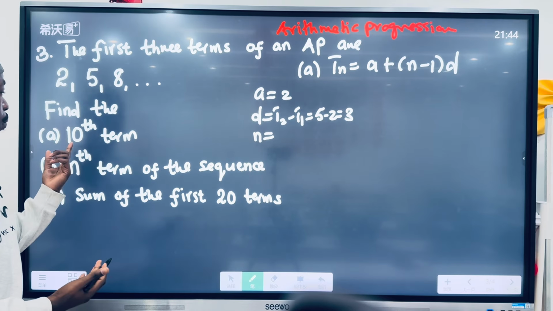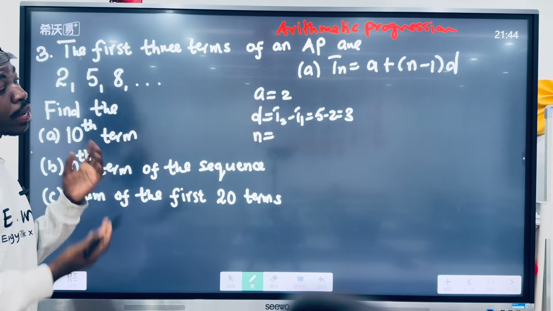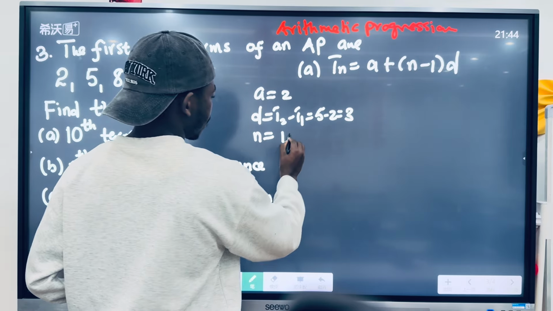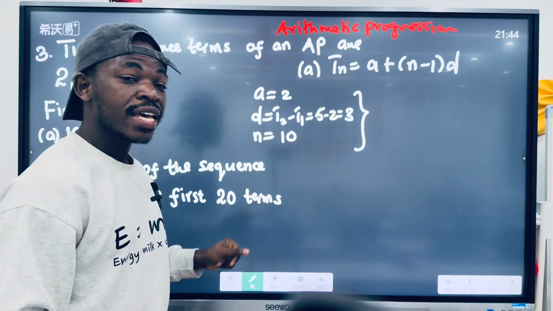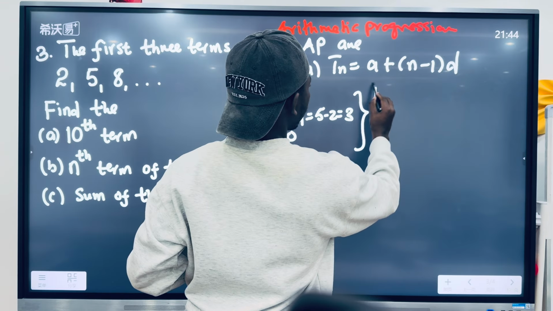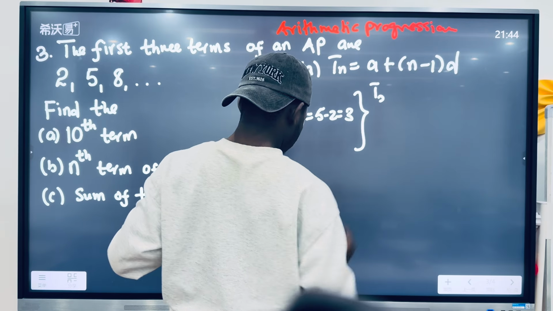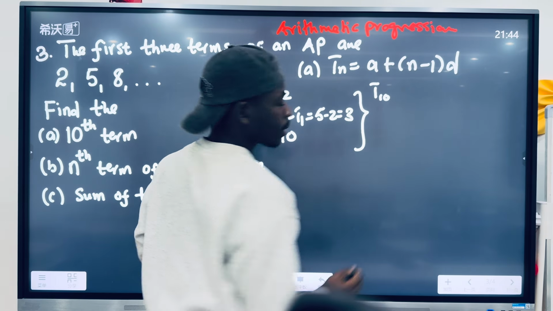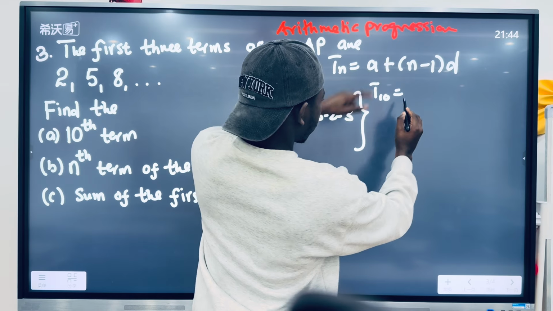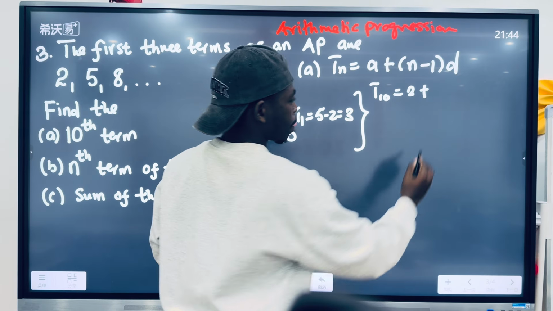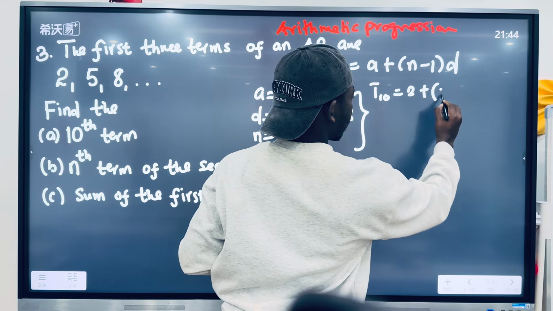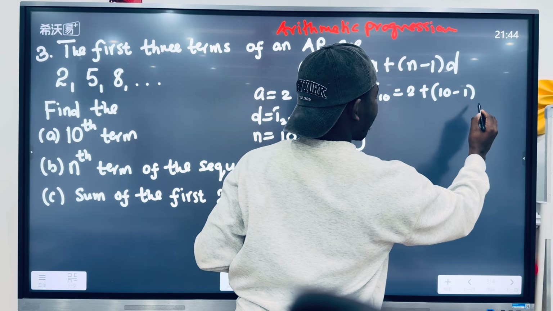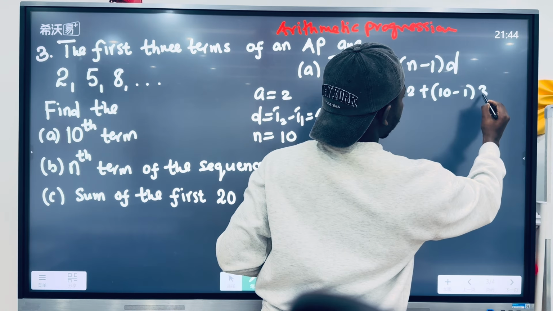So in this case, we want to find the 10th term. So n is 10. With this data, we can now substitute in that formula. Term number 10 is equal to the first term, which is 2, plus n, which is 10 minus 1, then multiplied by d, which is 3.